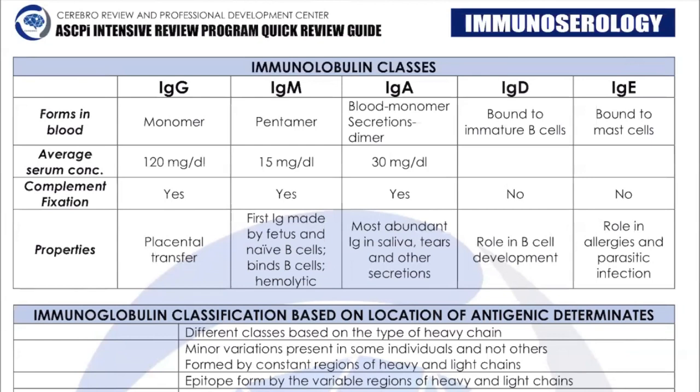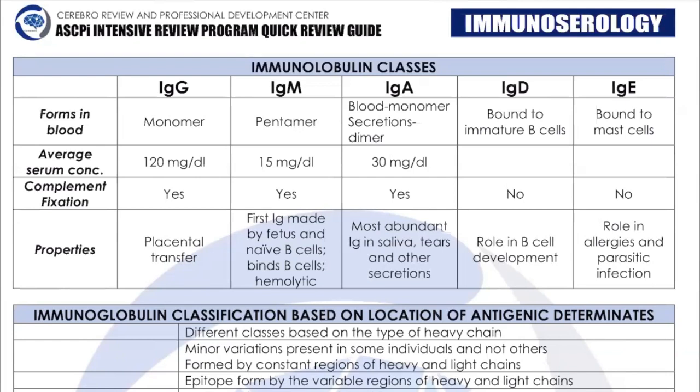So hindi naman nila in-emphasize yung levels ng IgD tsaka IgE, but if I am to take it from Stevens, parang 0.2 milligrams per dL lang yung IgD, tapos parang 0.02 yung IgE. No? So sobrang konti sila. Okay?